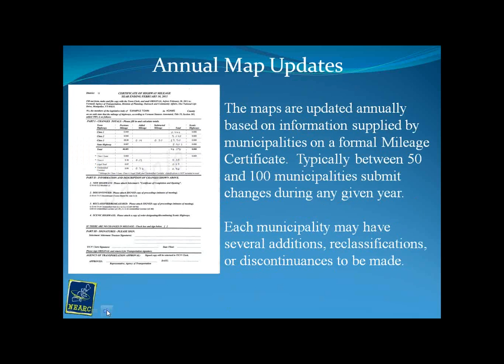So each year, if towns make a change to a road classification or the amount of mileage in a road, or if it's discontinued or whatever, they need to fill out town highway mileage certificates, and anywhere between 50 and 100 towns can submit changes in a given year, and for each town that has submitted changes, we need to produce a new town highway map.